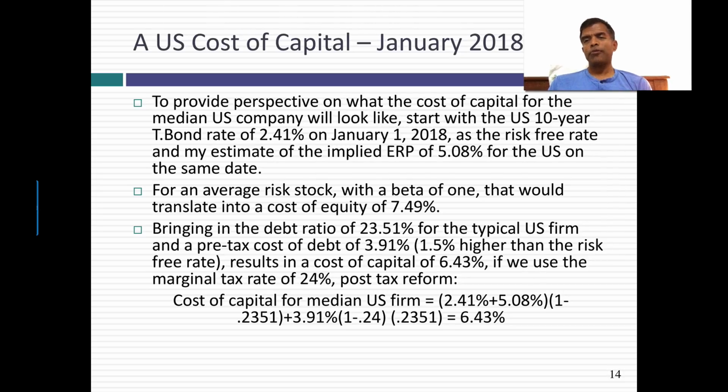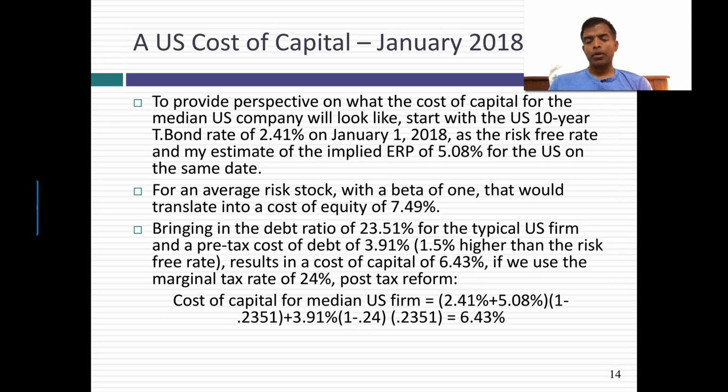My risk-free rate on January 1st, 2018 was the 10-year T-bond rate, 2.41%. If you remember, I estimate an equity risk premium for the US of 5.08%. You add those two numbers up, my cost of equity for a typical company is going to be 7.49%. The cost of debt for a typical company at the start of 2018 was about 3.91% pre-tax. And if you factor in the new tax rate that's going to apply for US companies with the new tax code, it's 24%. You end up with an after-tax cost of debt that reflects that new tax rate. So here's what my cost of capital would look like if I plug in the numbers today.